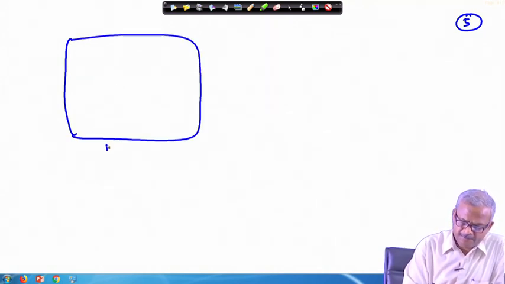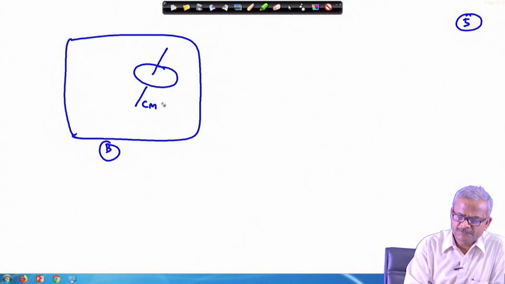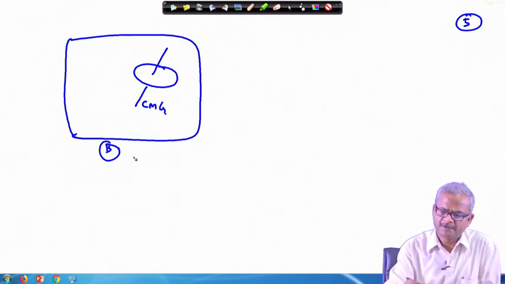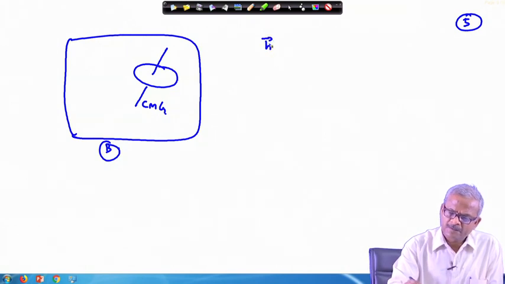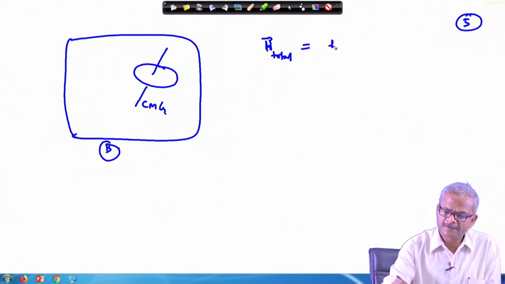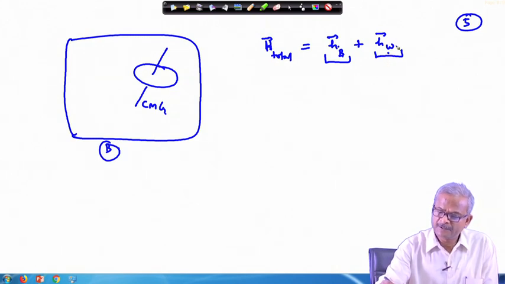Say this is my main body, and here this is my control moment gyro, whose axis can tilt. So, this is your CMG, and this is the main body. So, the angular momentum h, this is the total angular momentum. I can write it as the angular momentum of the main body plus the angular momentum of the wheel. What is the difference here? I will put a notation here.